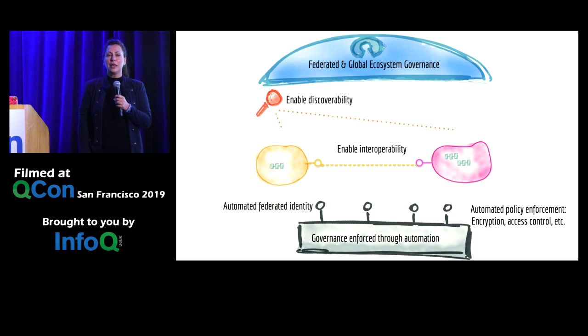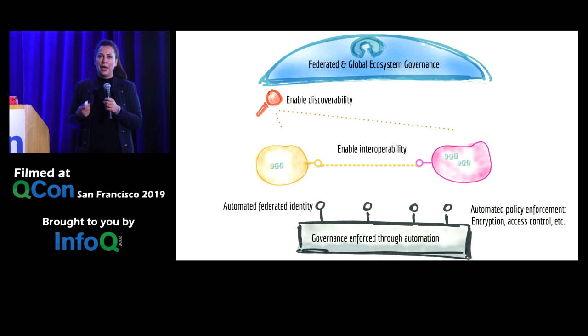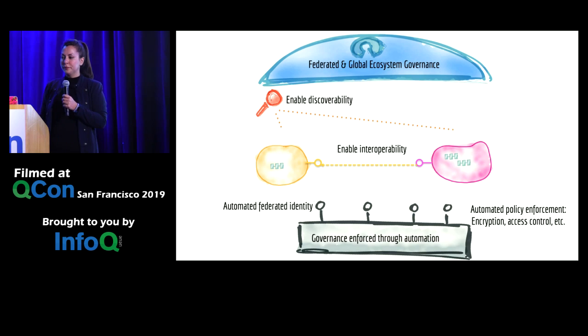And most importantly, we try to really automate all of the capabilities related to governance. So federated identity management is one of them. Access control is another one. How can we really abstract away the policy enforcement and policy configuration for accessing polyglot data into the infrastructure?